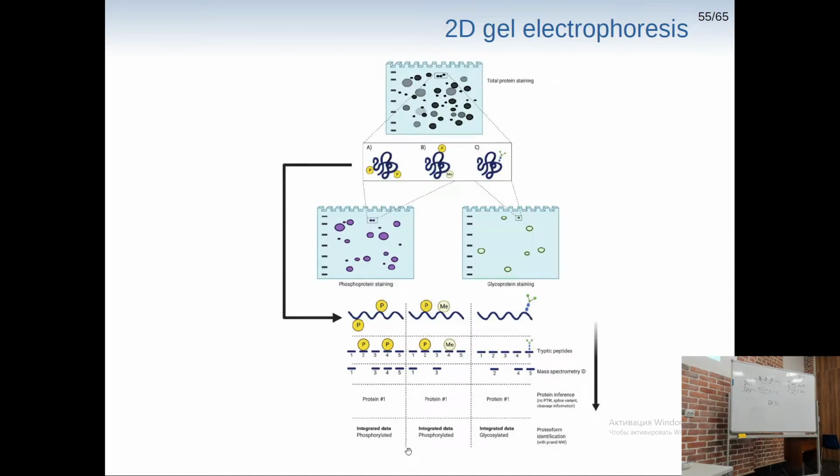May I ask a question? Yeah, certainly. How do we understand which certain post-translational modification is on the gel? So, there are specialty stains which will stain only, say, serine which has phosphorylation on it.